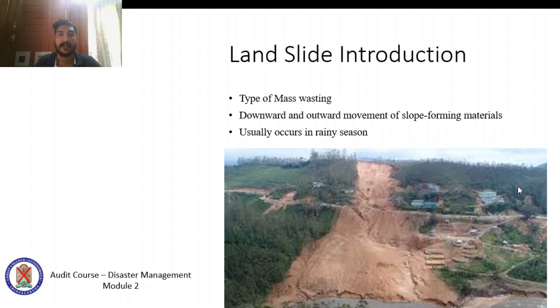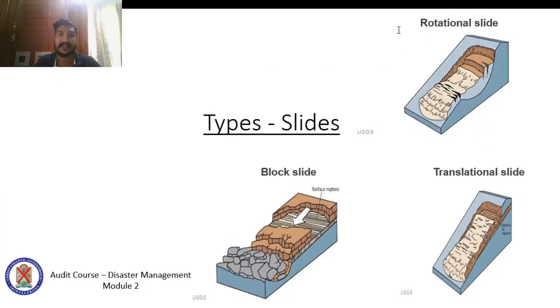Let's take a look at the types of landslide. The first one is the slides. Although many types of mass movements are included in the general term landslides, the more restrictive use of the term refers only to the mass movements where there is a distinct zone of weakness that separates the slide material from the more stable underlying material. The two major types of slides are the rotational slide and the translational slide. There is one more slide, the block slide, that we will be discussing here.